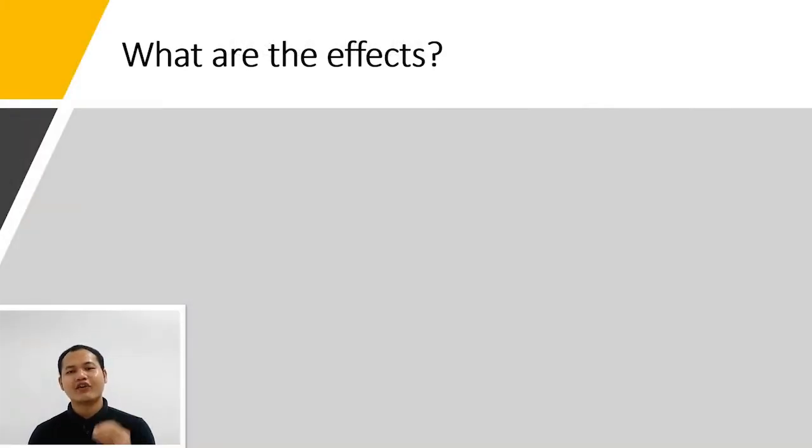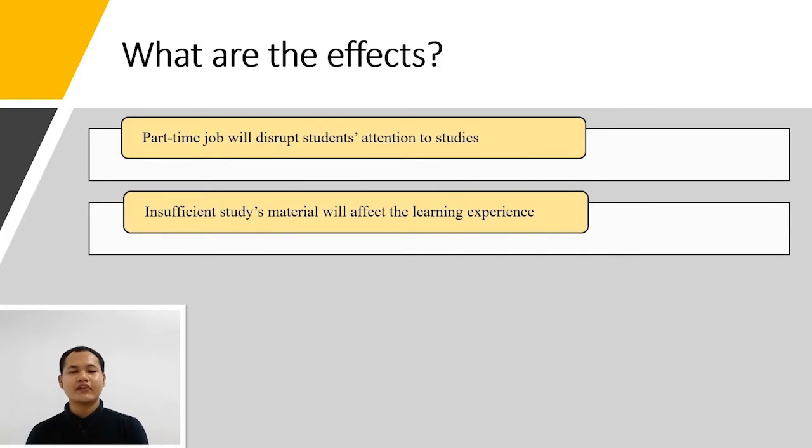So, what are the effects of poverty among students? One of them is that when students are involved in a part-time job, they will tend to lose focus in academics because they spend more time working and they will feel tired to study or even to focus in class, and this will affect their academic performance.